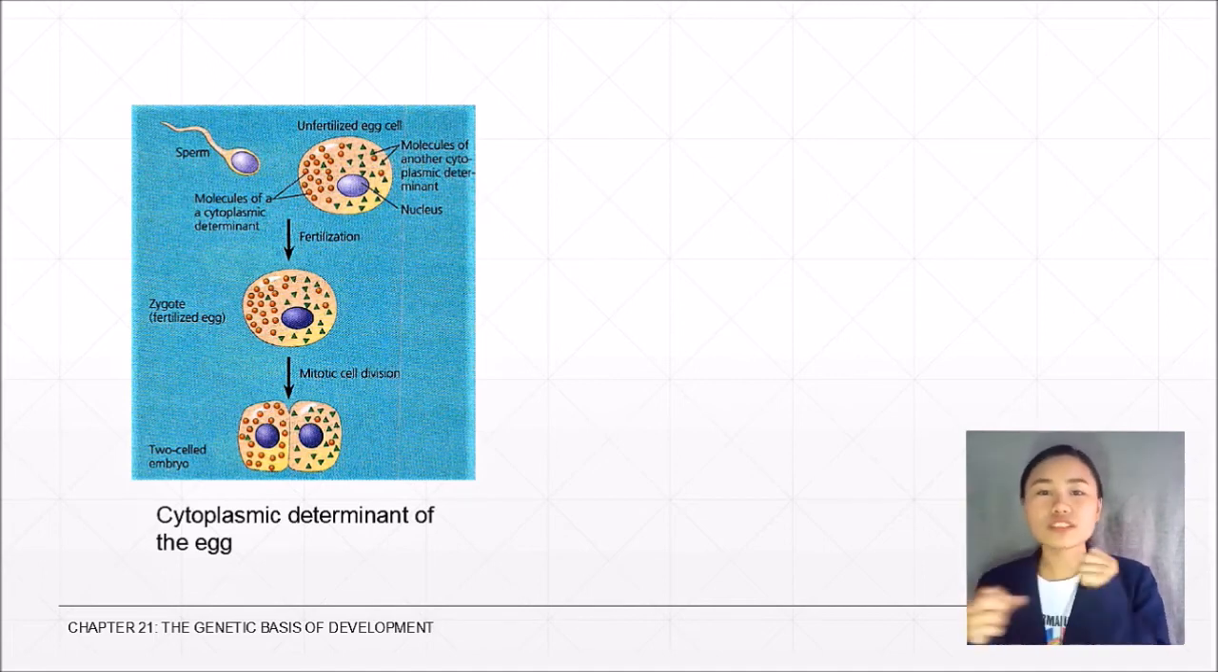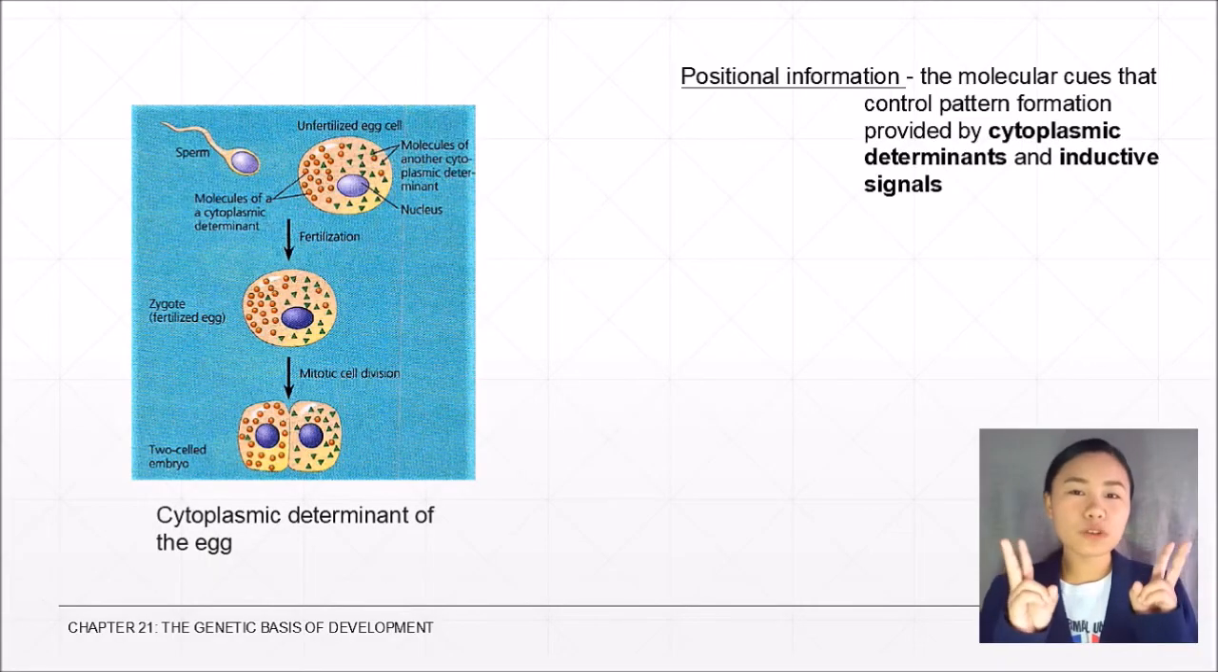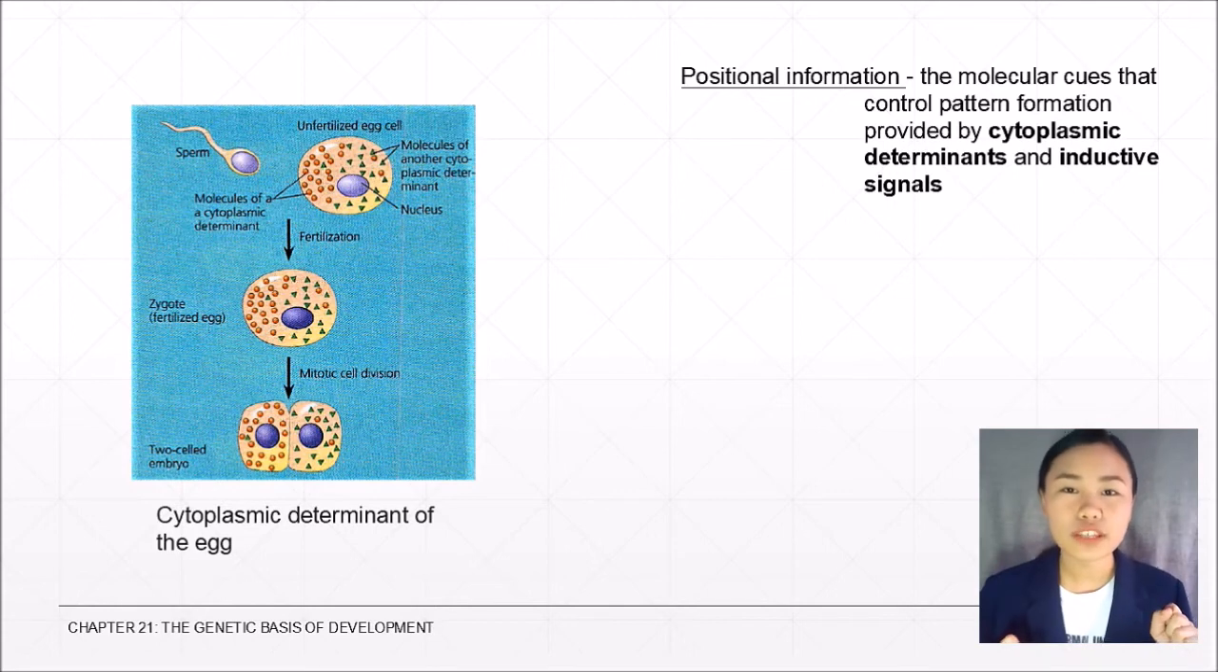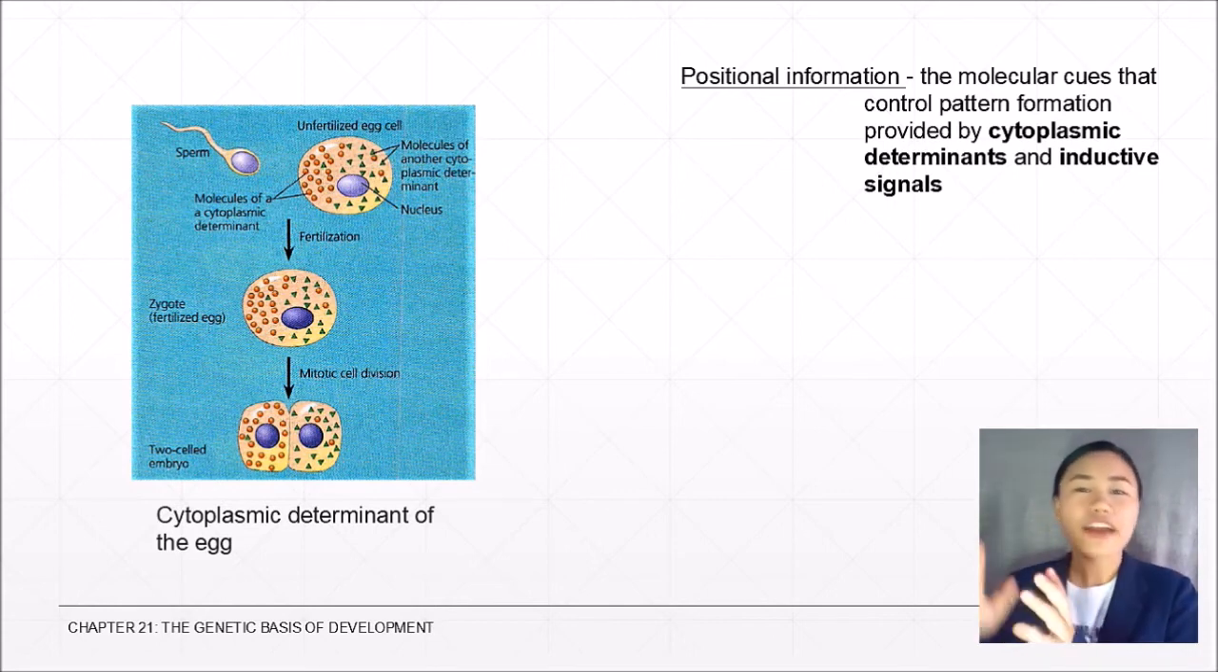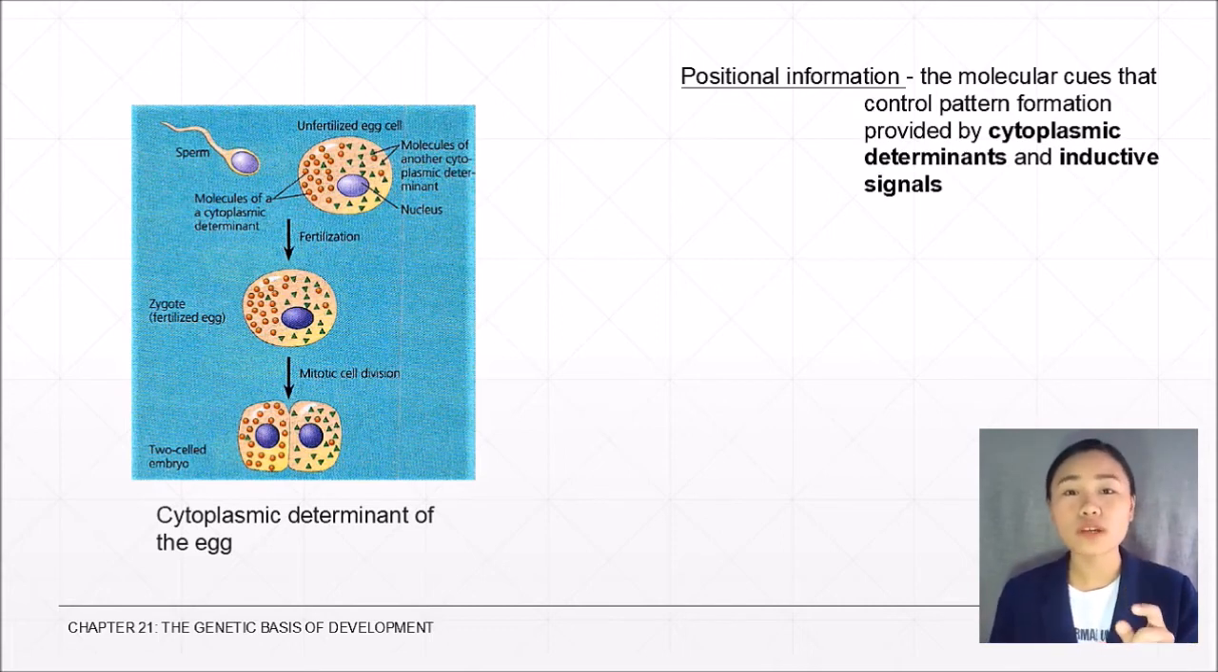So after fertilization comes the mitotic division. The nuclei of the zygote become exposed to different sets of cytoplasmic determinants, which results in the expression of different genes. There are things called molecular cues. These molecular cues control the pattern formation, and collectively they are called positional information. Positional information is provided by the cytoplasmic determinants and the inductive signals.